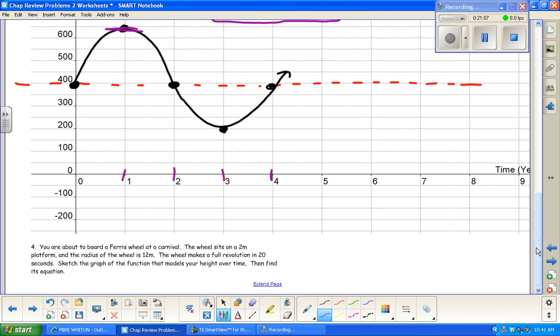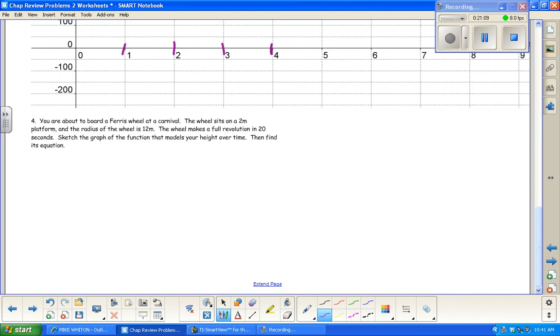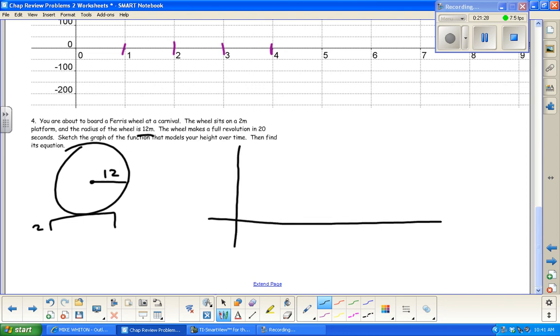All right, and the last one, the old Ferris wheel problem. It's printed really small here for some reason. So let's see what we got. A little platform, the Ferris wheel on it. We know the radius of the wheel was 12. The platform was 2. And we want to figure out, what does our height look like as time goes on?